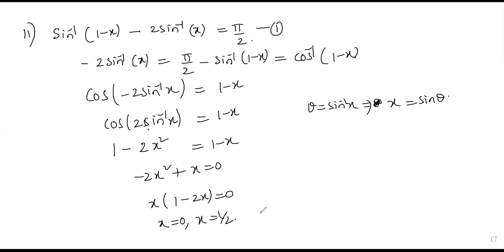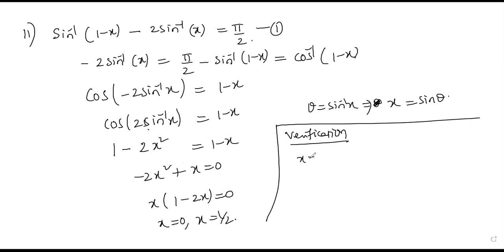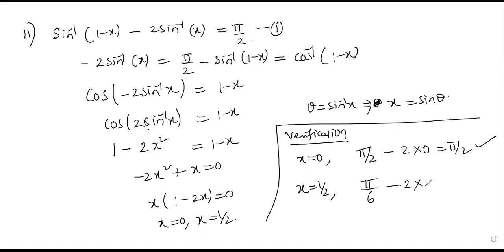So just verify whether among 0 and 1 by 2, which one satisfies or both satisfy. Just a verification. If I put x value 0, then LHS: sine inverse of 1 minus 0 is pi by 2, minus 2 into sine inverse 0, which is 0, is equal to pi by 2. So it satisfies. If I put x value 1 by 2, sine inverse of 1 minus 1 by 2 is sine inverse 1 by 2, which is pi by 6. So 2 into sine inverse 1 by 2 is pi by 6, which is equal to pi by 2, is wrong. Therefore, x is equal to 0 is the only solution.